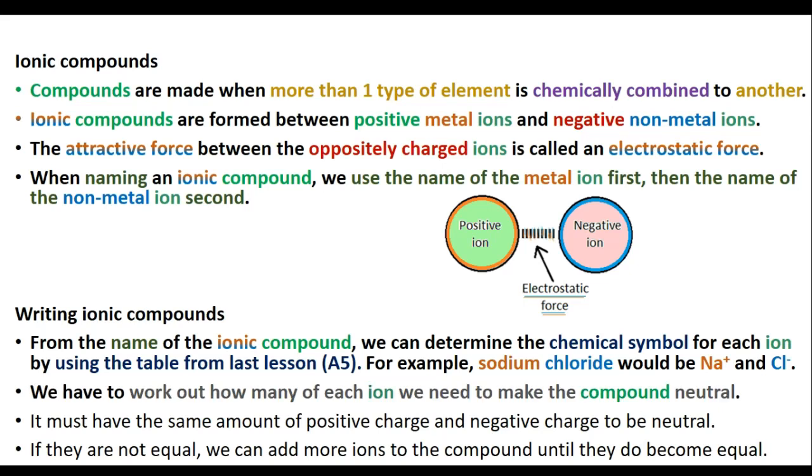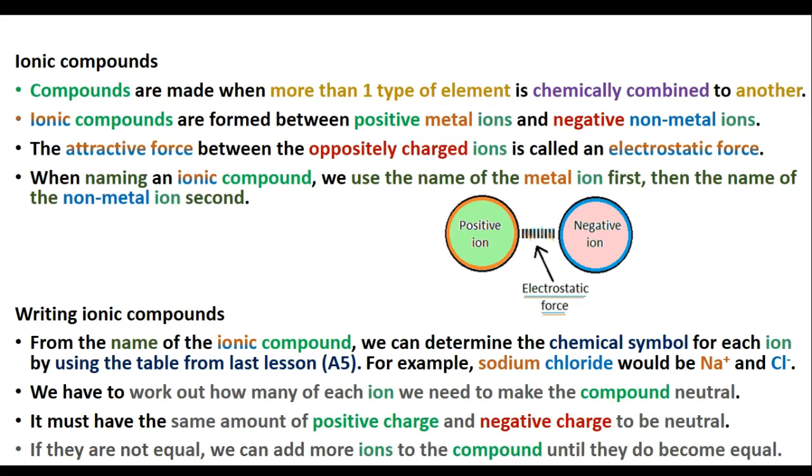Now we have to work out how many of each ion we would need to make the compound neutral. So the ionic compound must have an overall no charge, neutral charge. Therefore we must have the same amount of positive charge and negative charge. So just like atoms, ionic compounds, so a metal ion and a non-metal ion binding together, that compound needs to be neutral.